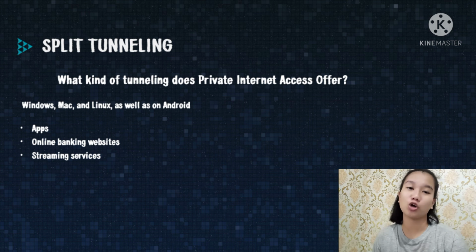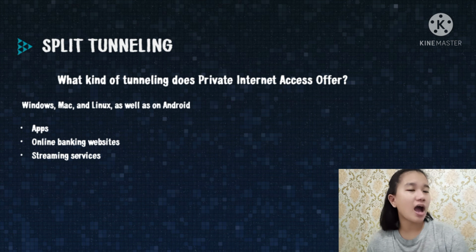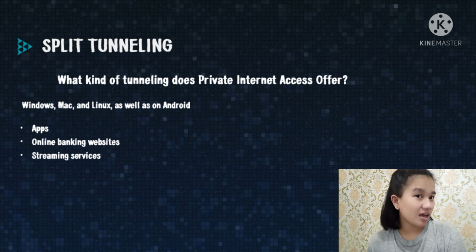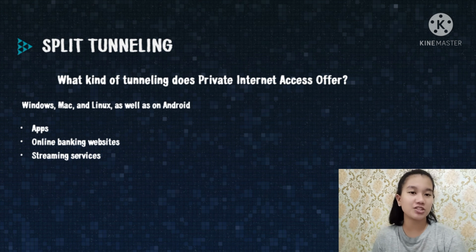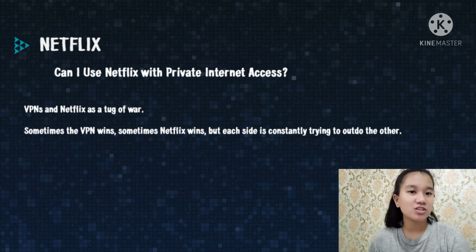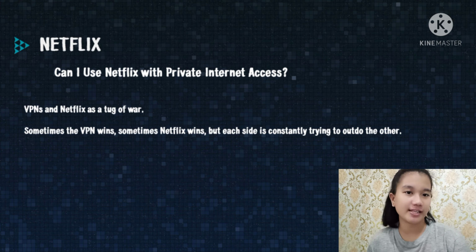Split tunneling can also be used for apps such as online games that block VPN or IP addresses. Second is online banking websites that block certain IP address regions. And third is streaming services that don't allow VPNs. So last is we have Netflix.